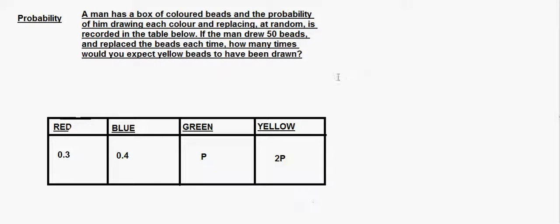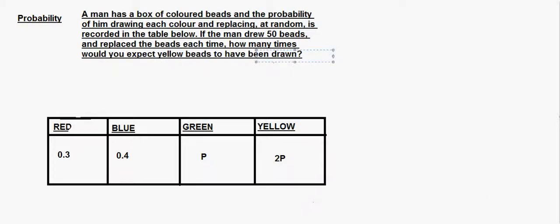Relative probability. So a man has a box of coloured beads, and the probability of him drawing each colour and replacing the beads at random is recorded in the table below. So what they've done is they've put down the probability for you. Okay, so the probability of red would be 0.3, probability of blue 0.4, and then we have 2 unknowns. So if the man drew 50 beads and replaced the beads each time, how many times would you expect yellow beads to have been drawn?